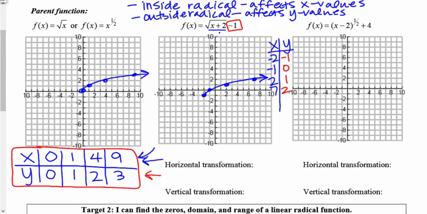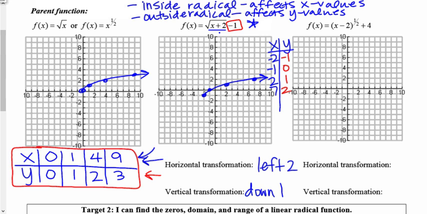From my parent function, I shifted to the left 2, and that comes from the equation they gave me. Inside the radical, I had x plus 2, which means I subtracted 2 from my x values. So horizontal transformation, I went left 2. Vertical transformation, I went down 1. Again, that comes from that plus 2 minus 1 in my equation.